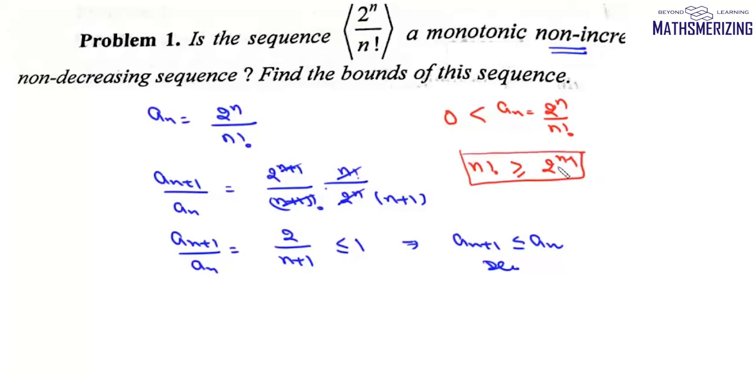So 1 upon factorial n will be less than or equal to 1 upon 2 to the power of n minus 1. So we can write an will be less than or equal to 2 to the power n upon 2 to the power of n minus 1. That is, the sequence is always less than or equal to 2. So from here we can say the sequence is a bounded sequence.